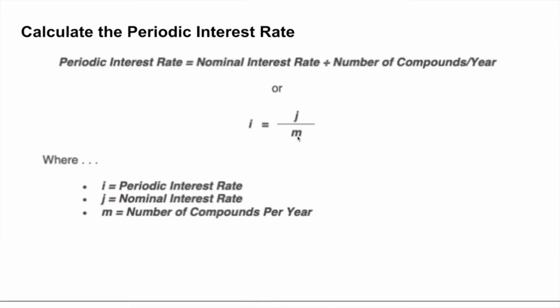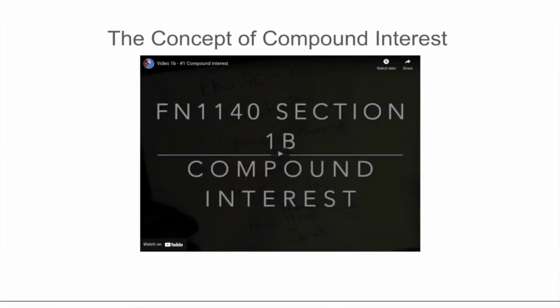We can manipulate, we can find, given any two of I, J, or M, we can calculate the third. So that's what we did in that very first section.